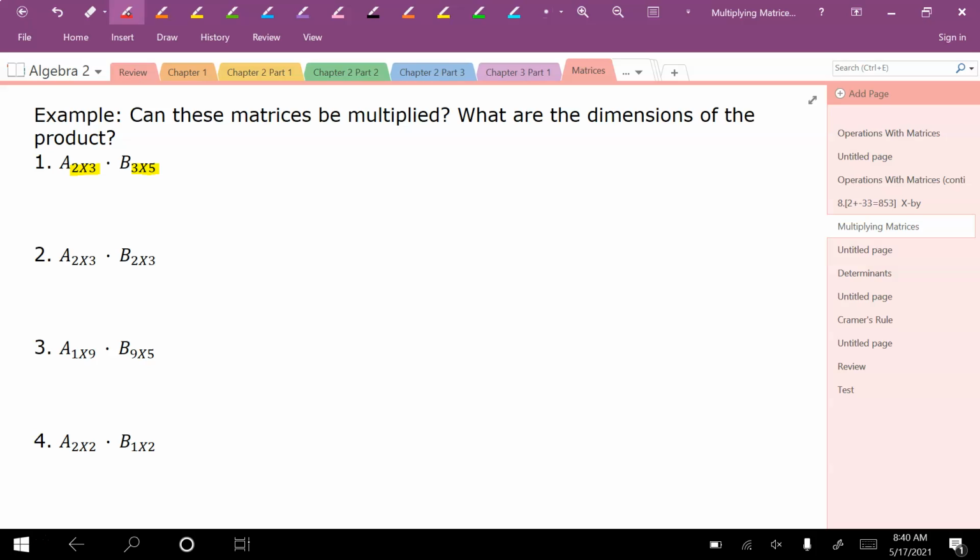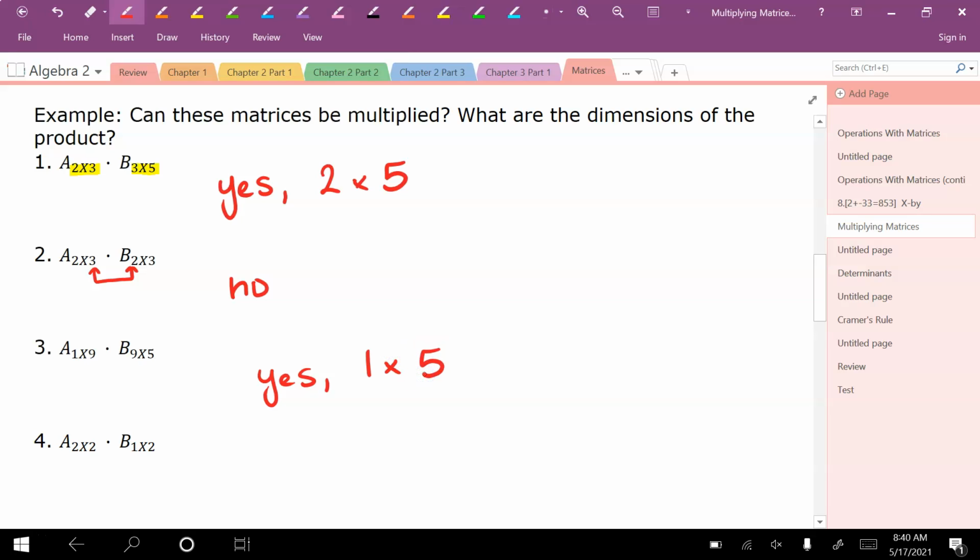So number 1, can you multiply them? Yes or no? Yes. What would be the new dimensions? Good. How about number 2? Can we multiply those? No. 3 and 2 don't match. How about number 3? Yep, what would be your new dimensions? Good, 1 by 5.